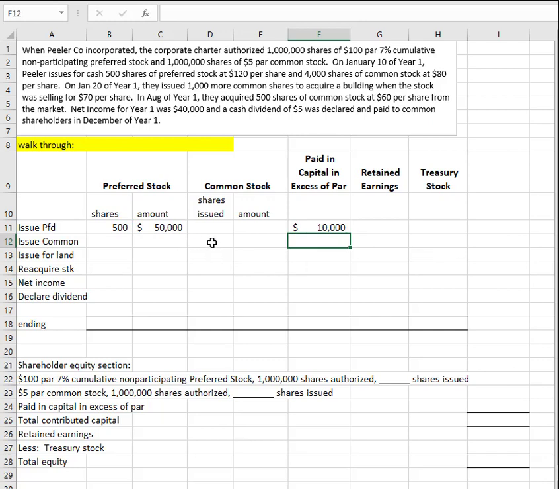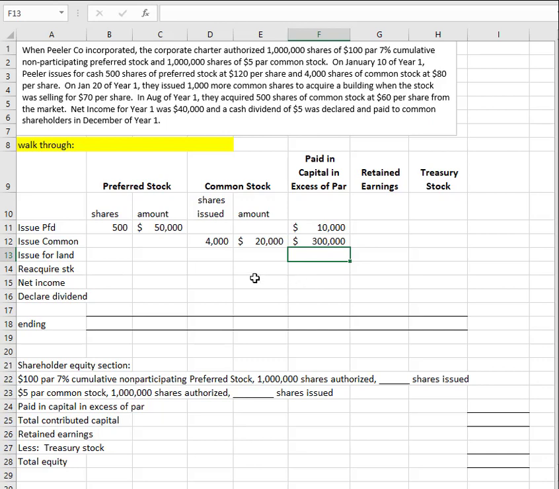For the common, we issued 4,000 shares, and we have to put the par in the common stock account, and anything above par goes in the paid-in capital in excess of par. So for those 4,000 shares, par is $5. And then it was issued for more than $5. It was issued for 80, so that's 75 above par. And that 75 per share times the 4,000 goes in the paid-in capital in excess of par.